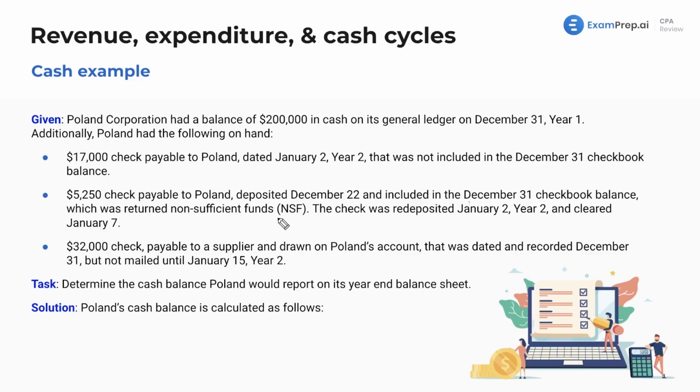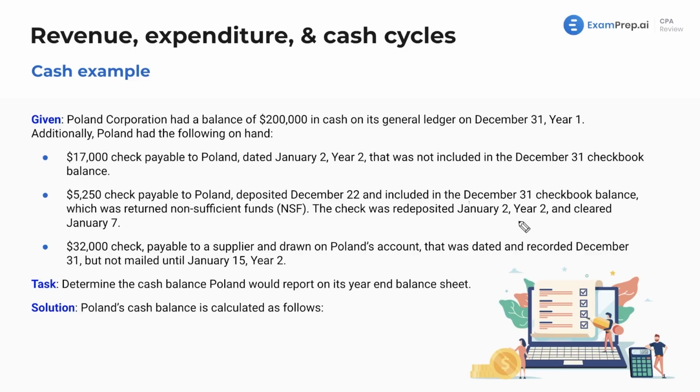And what does that mean? It means that person did not have the money in their account to pay us. So the bank says, sorry, you're going to have to go back to that person who gave you the check and get another check. However, the check was redeposited January 2nd, year two. What likely happened here is when you tried to deposit the check, you contacted the customer and said, hey, the check you gave us, it didn't work.